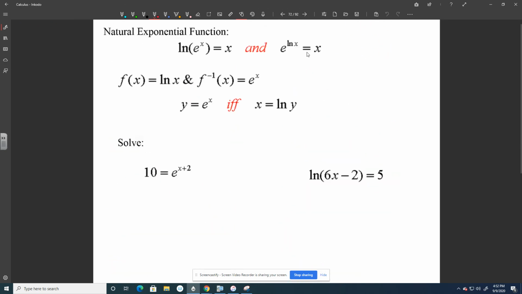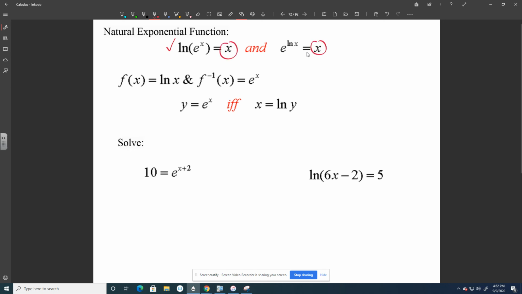Okay, so let's try that. Well, a couple of things that you maybe haven't seen in a while. We just did this one right here. The natural log of e to the x is x because the natural log of e just goes away. And e to the natural log of x is also just x.